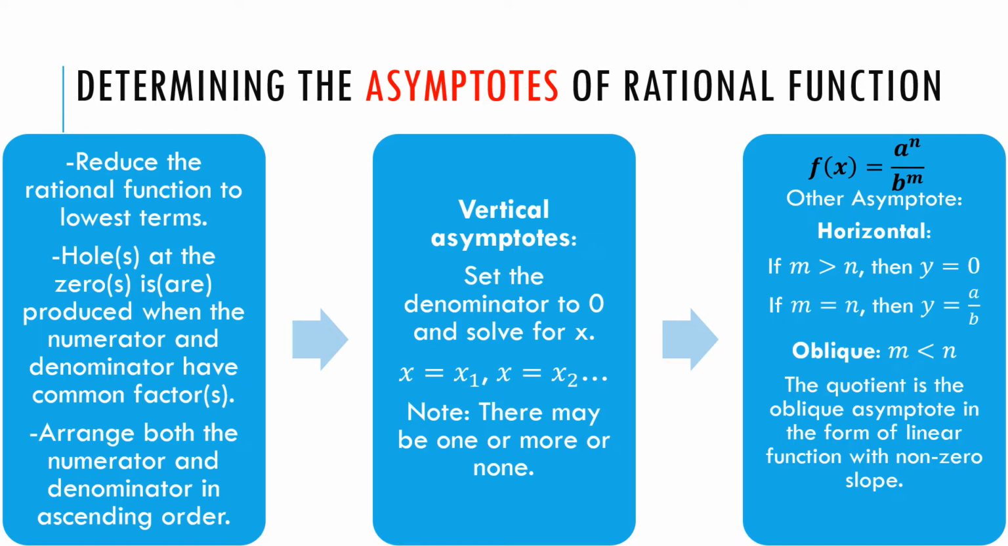For the other asymptotes, look for the degree of the polynomials of the numerator and denominator. N is the degree for the numerator and m is for the denominator. If m is greater than n, then its horizontal asymptote is y equals 0. If m is equal to n, then its horizontal asymptote is y equals a over b. If m is less than n, then it is an oblique asymptote. The quotient is the oblique asymptote in the form of a linear function with non-zero slope.